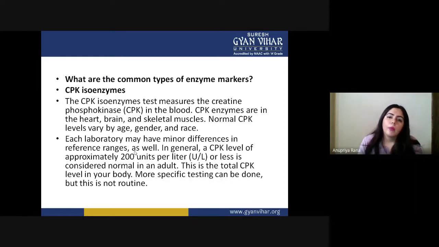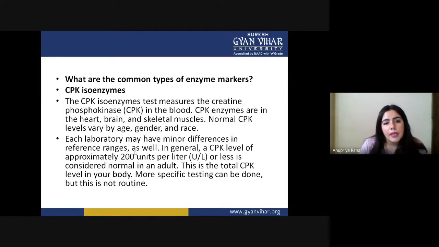So, what are the common types of enzyme markers? You can say it's a health problem when we do some test. This is based on the testing of disease. So, CPK isoenzymes are the type of enzyme marker which we are going to use in so many detection techniques.